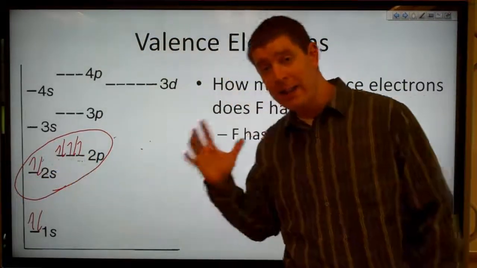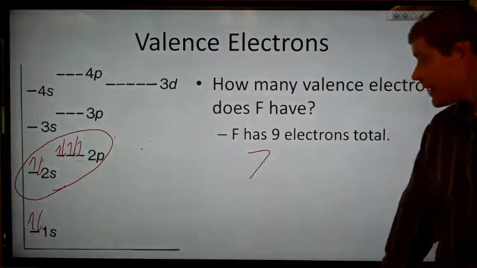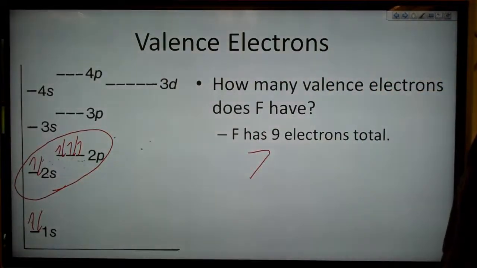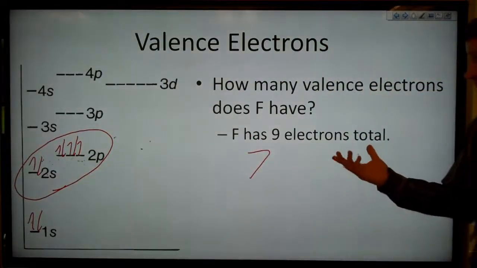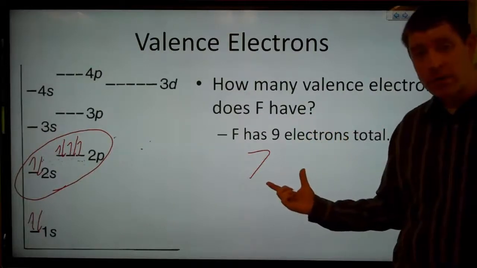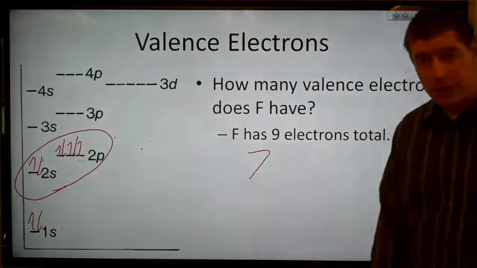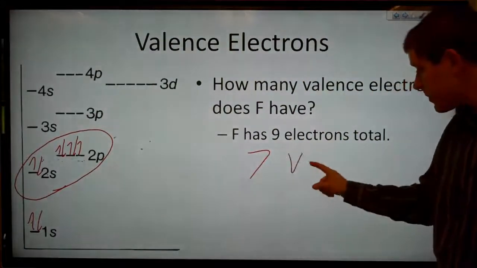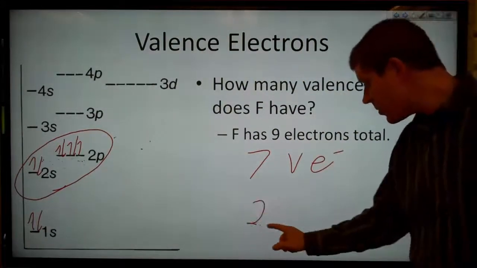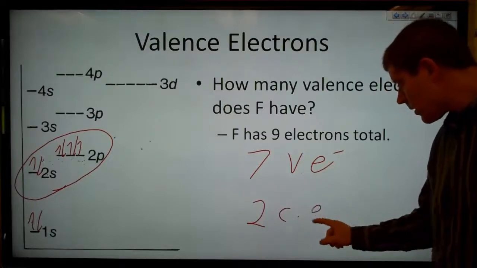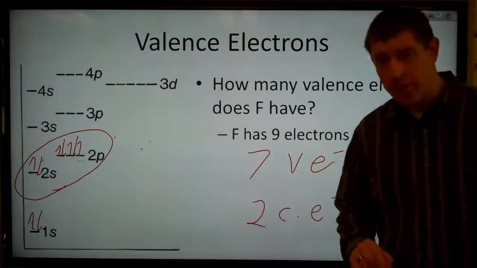So fluorine has 7 valence electrons. How many core electrons does it have? Well, it has 9 total. 7 of them are valence. The rest of them, those 2, must be the core electrons. So we have 7 valence electrons, and we have 2 core electrons for fluorine.